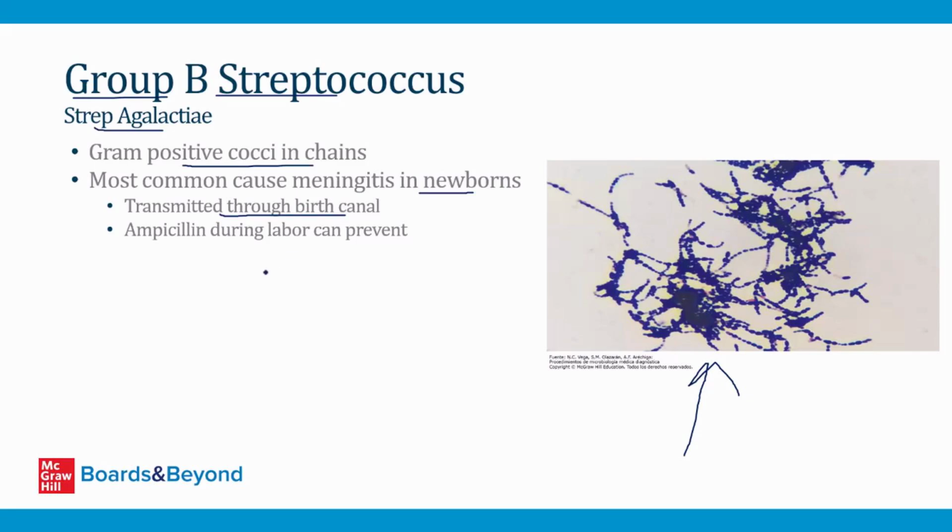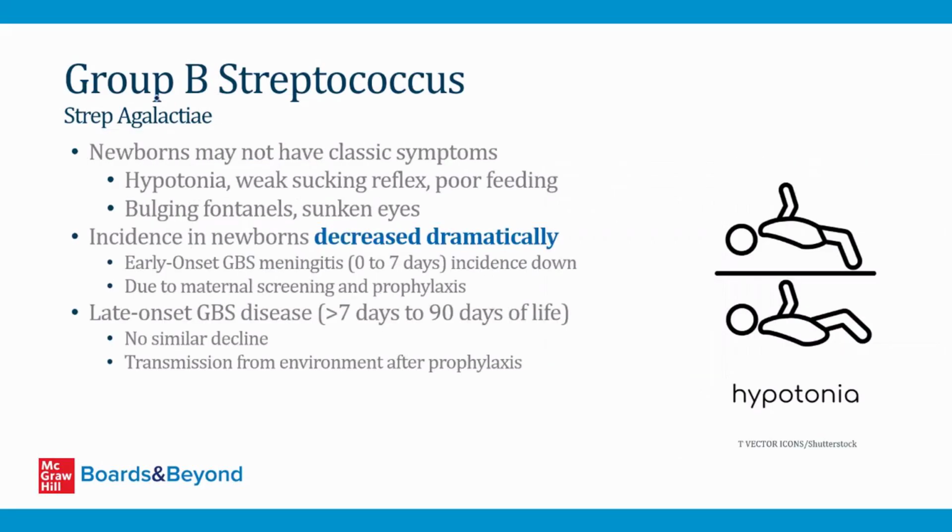And we prevent this form of meningitis in babies by giving ampicillin to mothers prior to or during labor so that they don't pass on group B strep to their baby. So one thing to know about meningitis in newborn babies is that they usually don't have classic symptoms. So a baby can't tell you that it has a headache or that it has photophobia and the bright lights bother it. Instead, you'll see generalized features of the baby not doing well, things like hypotonia of the muscles, weak sucking reflex. The baby can demonstrate poor feeding.